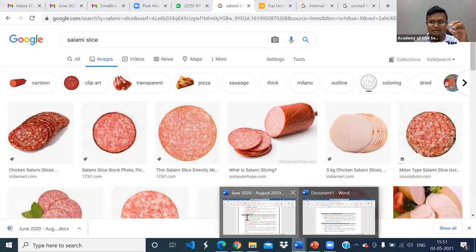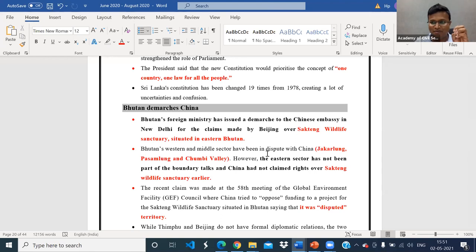Salami slicing is a foreign policy of China. You understood the meaning of salami slicing: cutting that food item into slices. Similarly, what China does is sometimes claim something in Bhutan, or something in India, some slice of land from one region, adding that to China and expanding China. This is called the salami slicing policy of China. My point is that claiming one wildlife sanctuary in Bhutan is also a part of this policy.